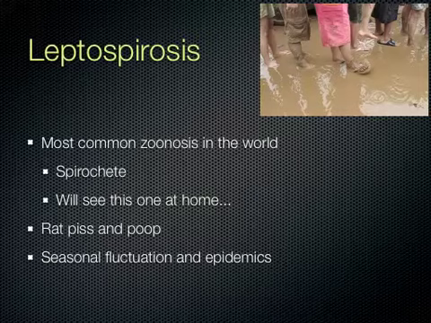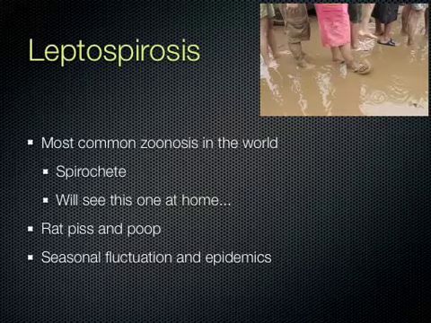I call this the syphilis of the rodent world. The way it works is the most common zoonosis, the most common animal-borne illness in the world. And we will actually see this one probably at home because it's not that far from us, especially places like Hawaii and in parts of South America. And even here in North America, you'll see leptospirosis. 50% of exposures are occupational, people who work with animals, and then the other 50% are these epidemic exposures.